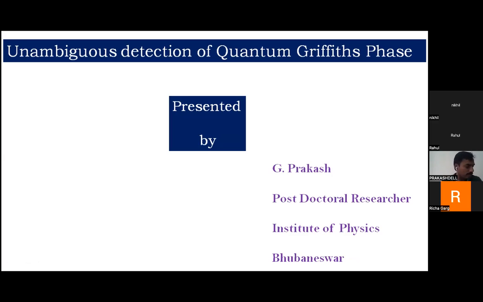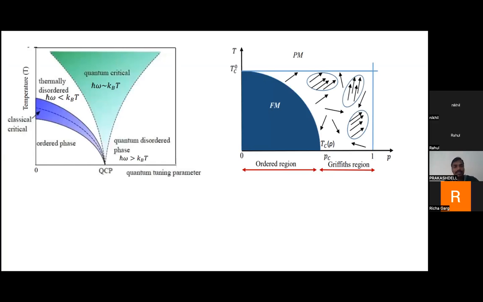Okay, so today we'll be discussing the unambiguous detection of quantum Griffiths phase. Nikhil might be a bit familiar, but as expected, Alvay might be new. I don't know if he knows it earlier. Anyway, so what is it?